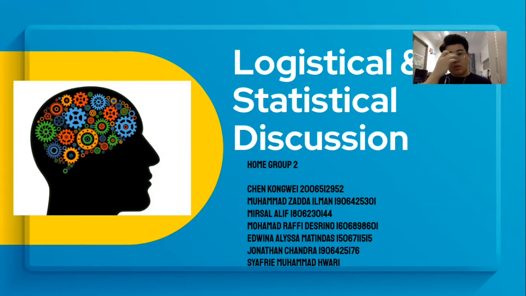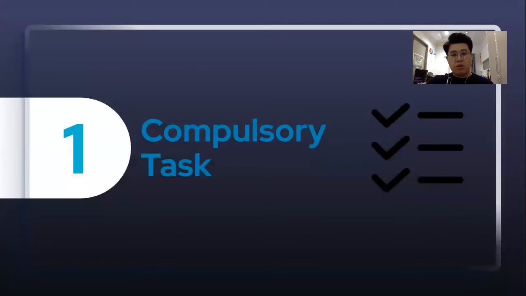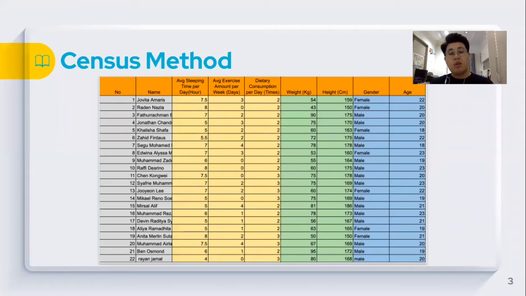And so I'm Jonathan Chandra and I'll be presenting the first part of the presentation. First, we'll be talking about the compulsory tasks that all the home groups have to do. This is the census that we gathered as the whole class, where the data was filled by 22 students. And here we have identified many different variables, such as average sleeping time, average time of exercise per week, number of consumption per day, weight, height, gender, and age.